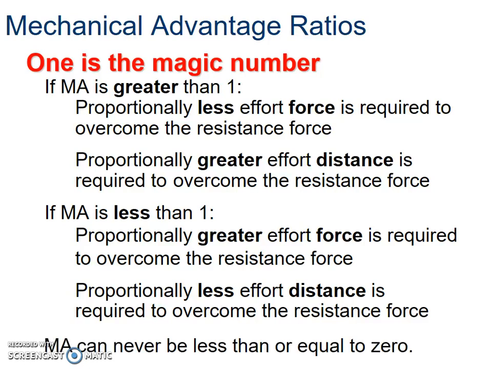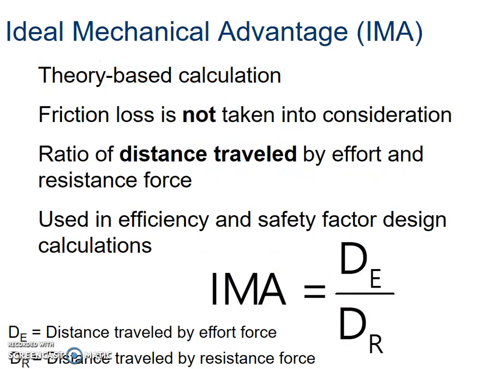Mechanical advantages can never be equal to 0 or a negative number, because that would mean it went a negative distance or had 0 force or 0 distance. It didn't move. That doesn't make sense.